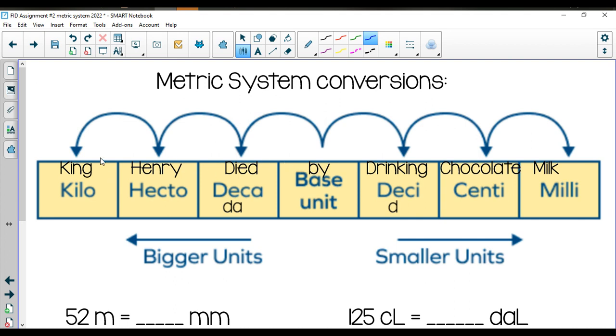A quick way to remember what order these go in is a little phrase that goes, King Henry died by drinking chocolate milk. It was one that I learned back in school, and it's kind of a common one. There are a whole bunch of others, just like remember when we learned the little words for PEMDAS. There's a whole bunch of different things that you can use, but this is what I do. So King, kilo, Henry, hecto, died is for deca. By is going to give you your base unit. Deci is going to give you D. Centi is going to be the chocolate, C. And milk is going to be for your milli.